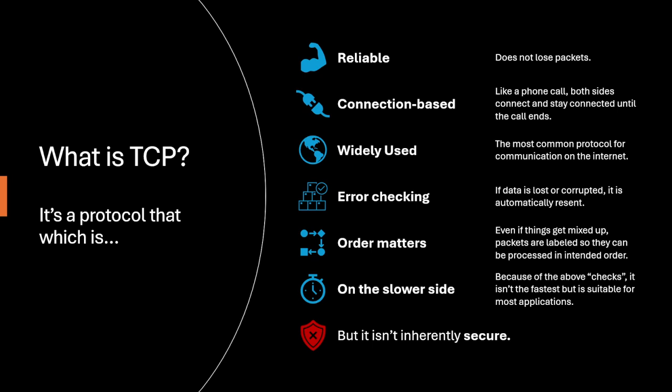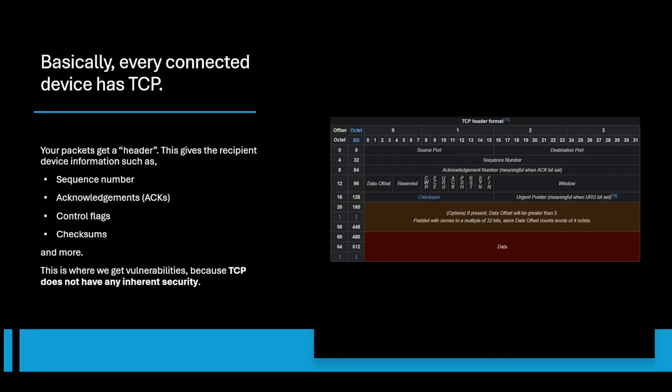TCP is a protocol that is reliable, connection-based, widely used, and has error checking. The order matters. It's a bit on the slower side, but it isn't inherently secure. All of your devices have TCP built in.